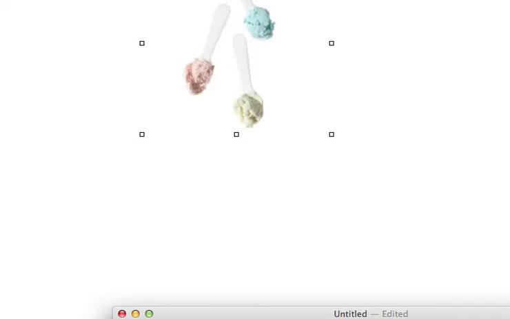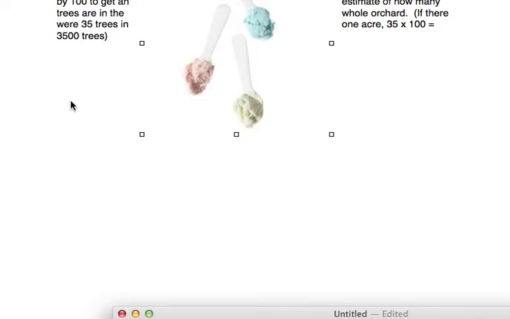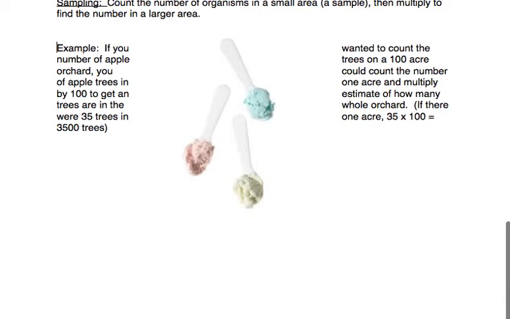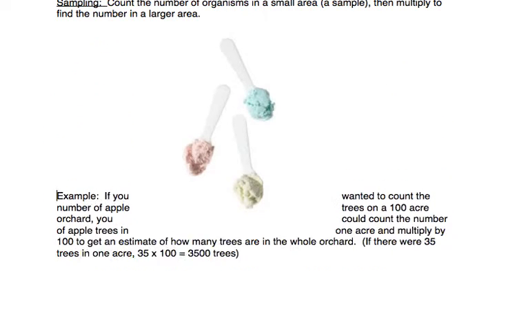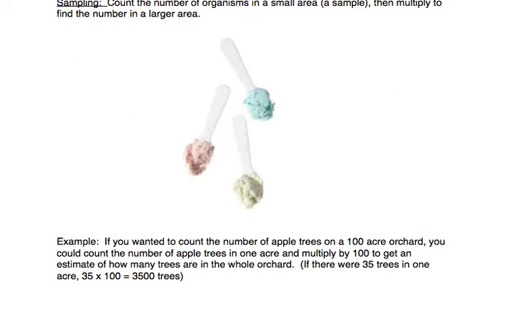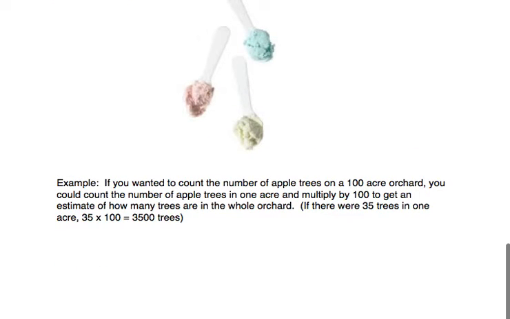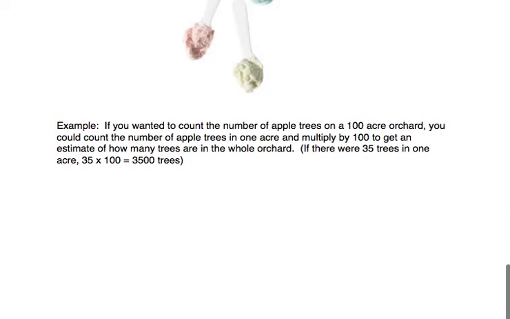An example that I give here, if you wanted to figure out how many apple trees were on a 100-acre apple orchard, whoops, I'm sorry, my picture has gotten in the way of my words. If you wanted to count the number of apple trees on a 100-acre orchard, you could count the number of trees in 1 acre and then multiply by 100 to get an estimate of how many trees are in the whole orchard. So if there are 35 trees in 1 acre, 35 times 100 is 3,500 trees.